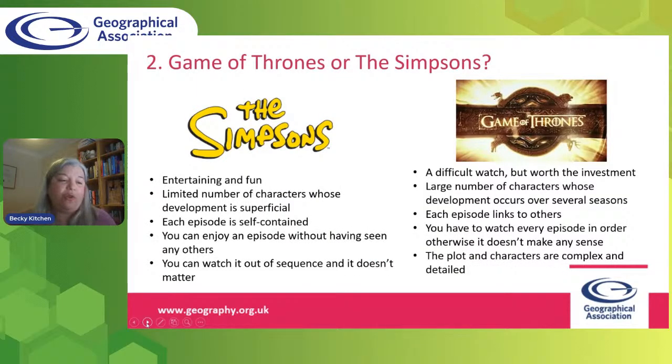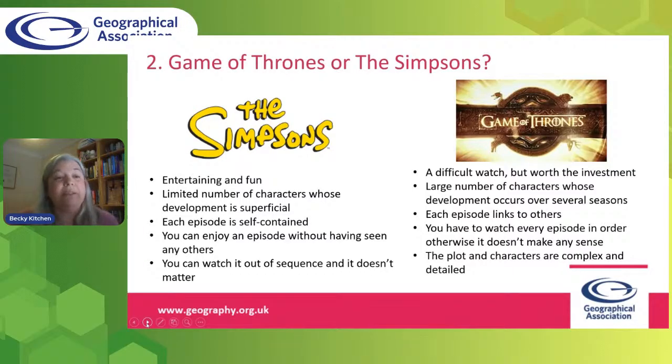So once you've got your end point and your ideal geographer and where you want to get to, you need to think a little bit about the type of curriculum that you want. And I saw this in a talk a few years ago, and I just think it's incredibly useful as a way of thinking about a curriculum. So the question is, do you want a Game of Thrones curriculum or do you want a Simpsons curriculum?